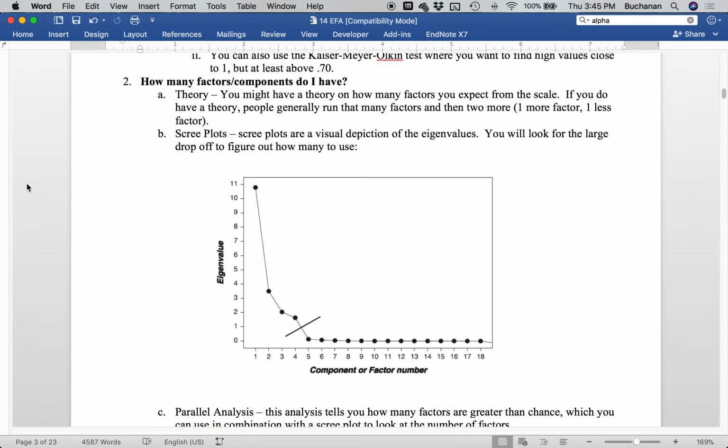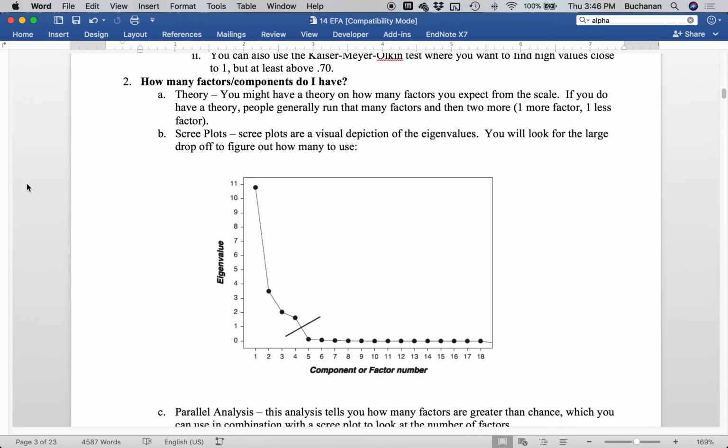Generally, if you know that you want 3 out of your scale, sometimes people might test 2, 3, and 4 to see which model fits best. And you hope that the 3 model fits best. So theory is going to be based on your design of the scale or someone else's previous work on the scale.